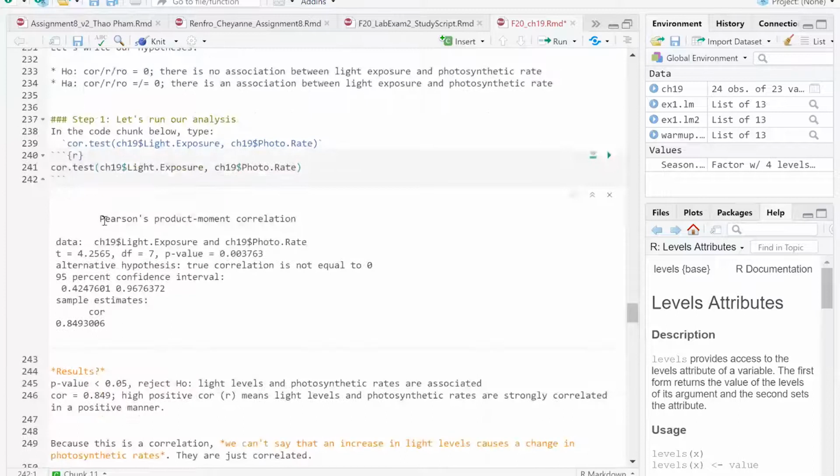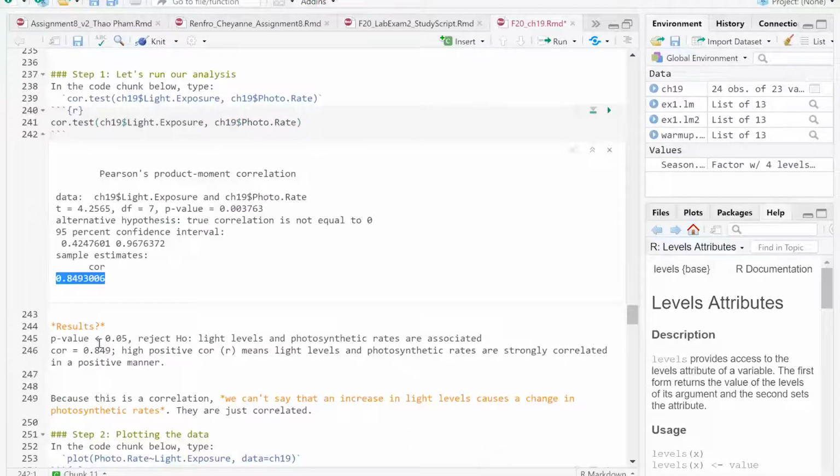So we get a Pearson correlation. We get our t-calc, degrees of freedom, our p-value, which is less than 0.05. We actually get a confidence interval for a correlation coefficient and our correlation coefficient. So the data that we want to pull out when we're doing a correlation is just our p-value and our correlation coefficient. So our p-value is less than 0.05, so we reject the null hypothesis.